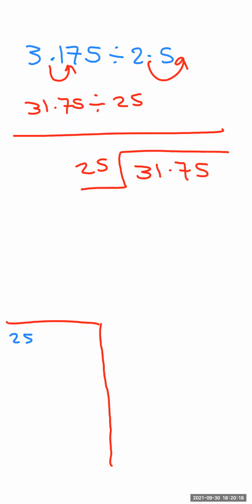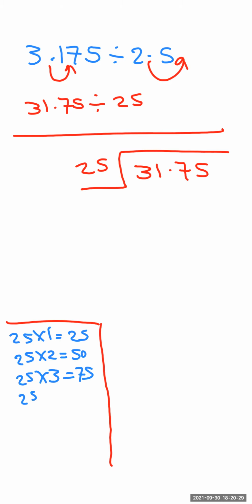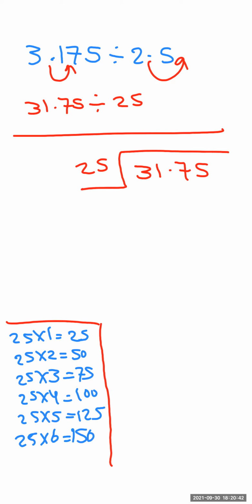So 25 times 1 equals 25, times 2 equals 50, times 3 equals 75, times 4 equals 100, times 5, 125, times 6, 150. Enough. Get back to the question. Divide the two numbers. So 31 divided by 25, actually, from the draft, it will be 1, then 25. Subtract it.